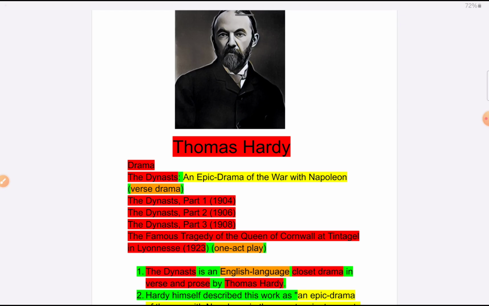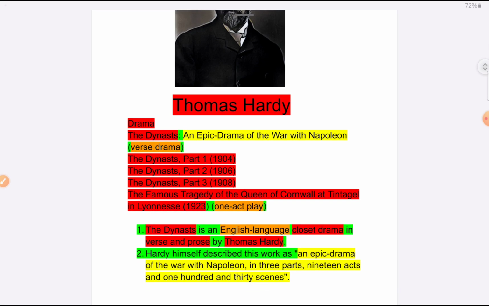And Thomas Hardy's next drama, we can say, is a one act play. It is a one act play, The Famous Tragedy of the Queen of Cornwall at Tintagel in Lyonesse, that appeared in 1923.